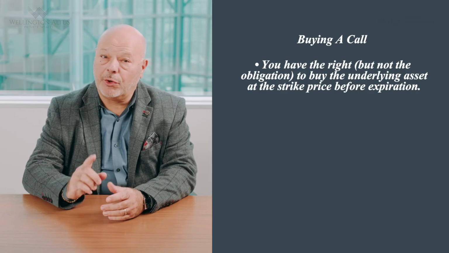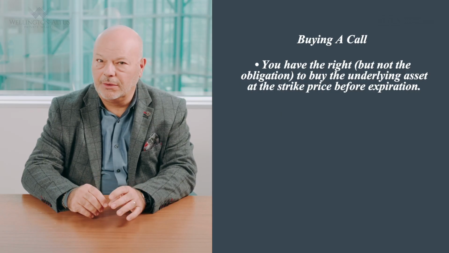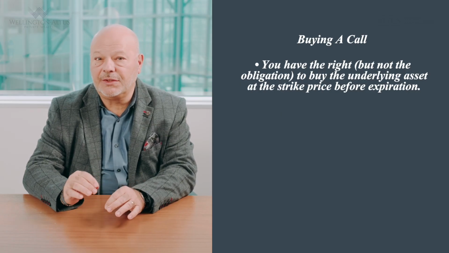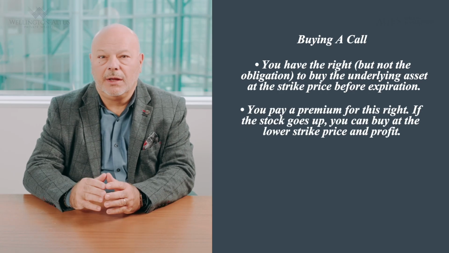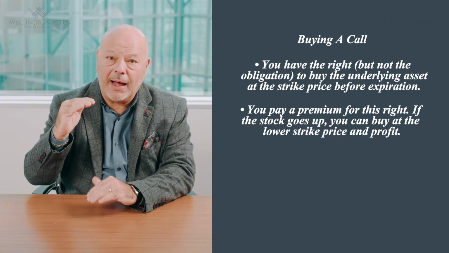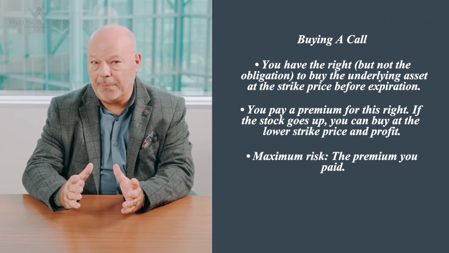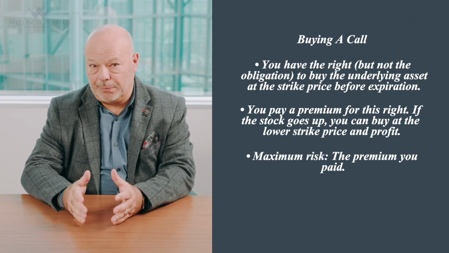Calls, puts, and the rights versus obligations of buyers and sellers. Now let's talk about the two main types of options, calls and puts, and what it means to buy or sell each one. And I'll give you a few real-life examples. Call options. Buying a call. Buying a call means you have the right, but not the obligation, to buy the underlying asset at the strike price before expiration. You pay a premium for this right. If the stock goes up, you can buy at the lower strike price and profit. Maximum risk is the premium that you paid.